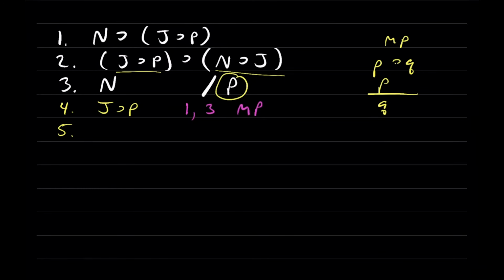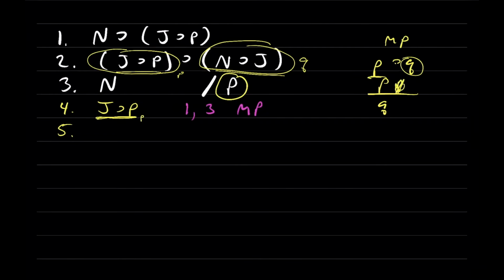But here, in line 2 and 4, we have an argument that matches that pattern. All of this, J implies P, would be P in this argument form right here. And all of this in parentheses right here would be Q in this argument form. And line 4 is the antecedent of that conditional, J implies P. Again, I'm just going to put it in a little subscript here. This is P right here in the argument form. So that says that we know that the consequent of this conditional in line 2 has to be true.